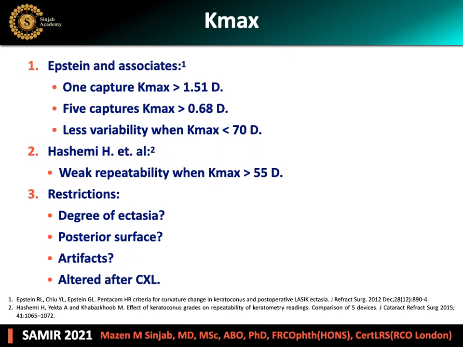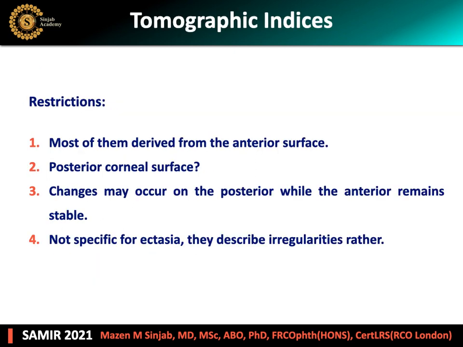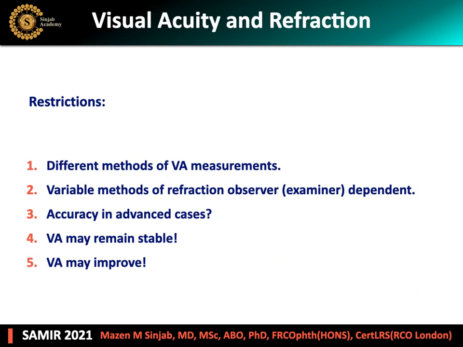So the restrictions of the Kmax: it cannot describe the degree of ectasia, it cannot describe the posterior surface, it is prone to artifacts, and it is altered after corneal cross-linking. What about the tomographic indices? The restrictions are that most of them are derived from the anterior surface. They cannot describe the posterior surface. The changes may occur on the posterior while the anterior remains stable. They are not specific for ectasia because they describe irregularities rather than ectasia.